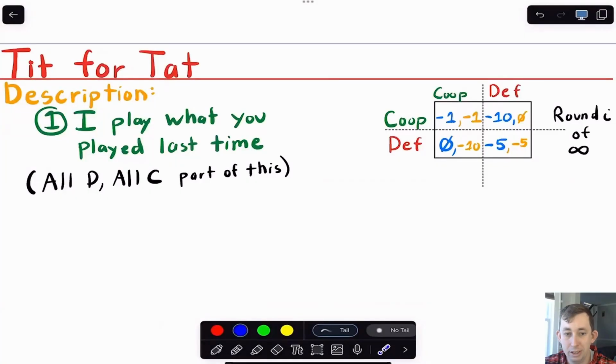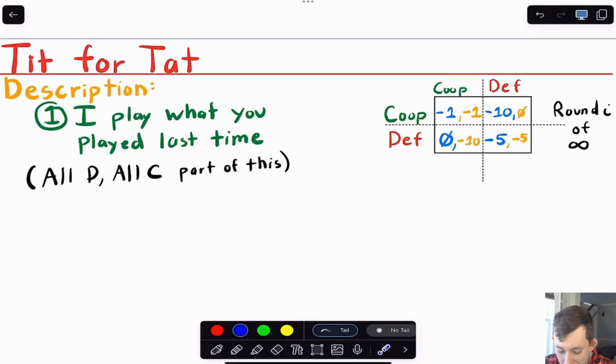Now another strategy that you could do is you could just play tit for tat and just play what you played last time. So I think it'd be useful for you just to see if you can work this out, see if it makes sense to you to figure out if this is a good strategy or not.